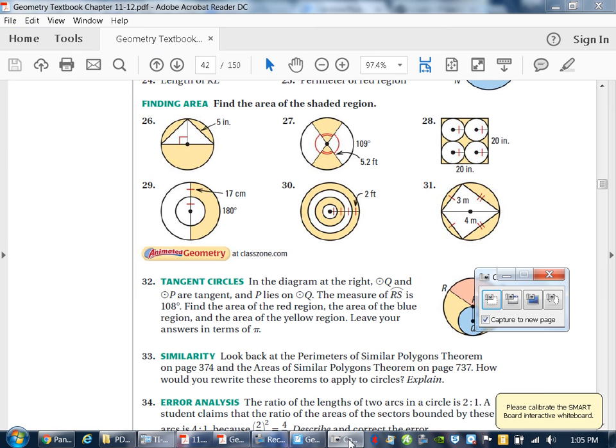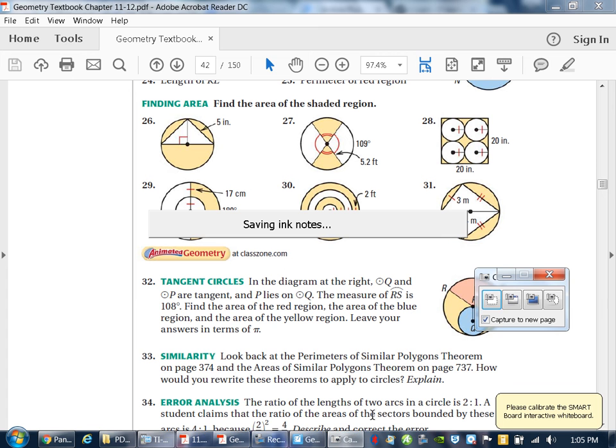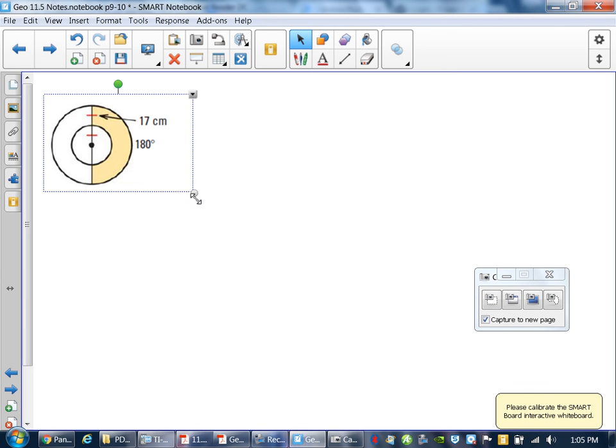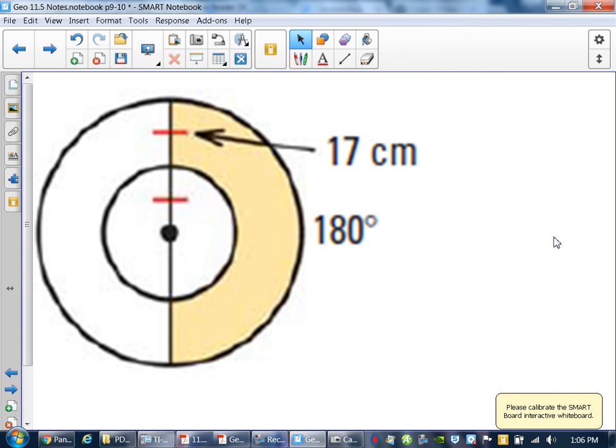Let's try a different one. Now, if I try a different one, I am looking at a piece of macaroni, like a macaroni noodle. I'm looking at a single piece of macaroni and cheese.